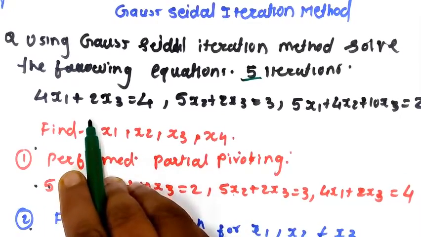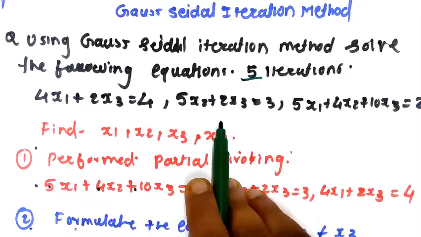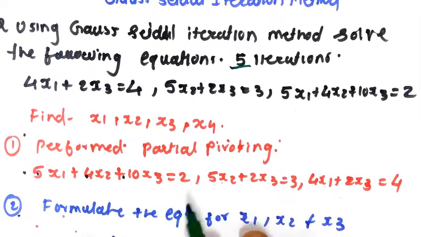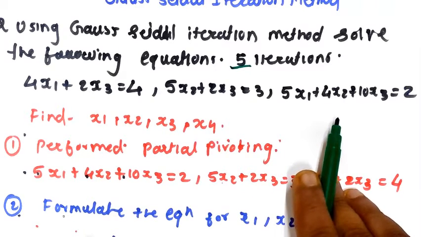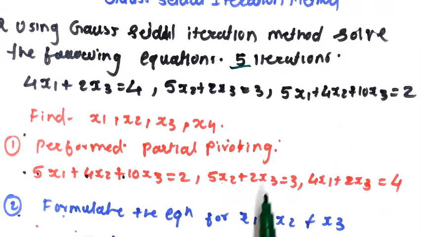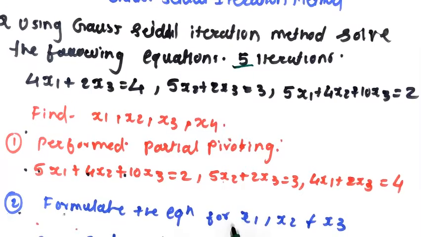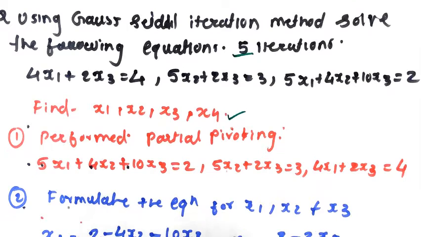The equations are 4x1 plus 2x3 equal to 4, 5x2 plus 2x3 equal to 3, and the last equation is 5x1 plus 4x2 plus 10x3 equal to 2. In these equations you have to find the unknown values x1, x2, x3 with the help of the Gauss-Seidel method.